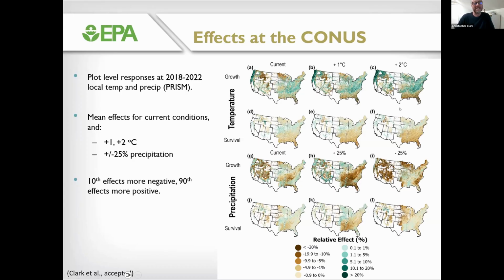And a plus 2 degrees centigrade perturbation here. And temperatures are at the top, precipitation's at the bottom, again, for growth and survival. And then for precipitation, our 2 scenarios were wetting by 25% and drying by 25%. And so you can see that on average, under current conditions, we're seeing an increase in growth rates throughout the mid-Atlantic relative to the mean conditions for those species, and a decrease in the upper Midwest and the far Northeast, parts of the Southeast, and the Rockies.